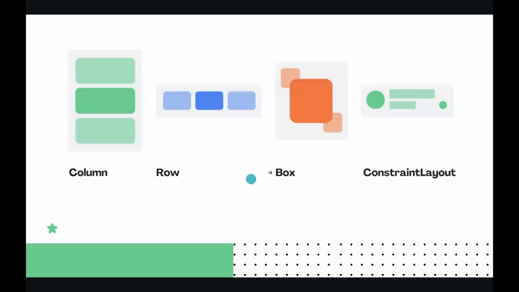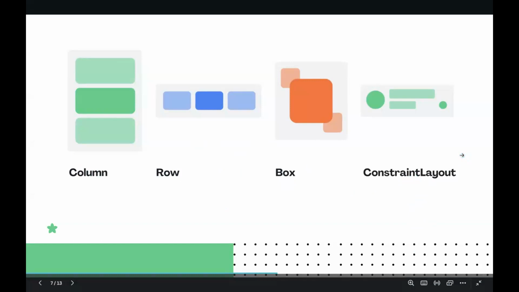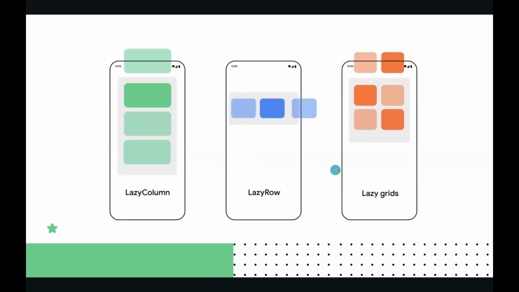So those are the most basic things that we have in Jetpack Compose. We have a column, a row, a box, and a constraint layout. A small recap: in a column, elements are positioned vertically. In a row, elements are positioned horizontally. In a box, elements are stacked on top of each other. And in a constraint layout, elements are positioned in relation to one another or to whatever you have linked them to. So we're going to go and talk about lazy layouts.